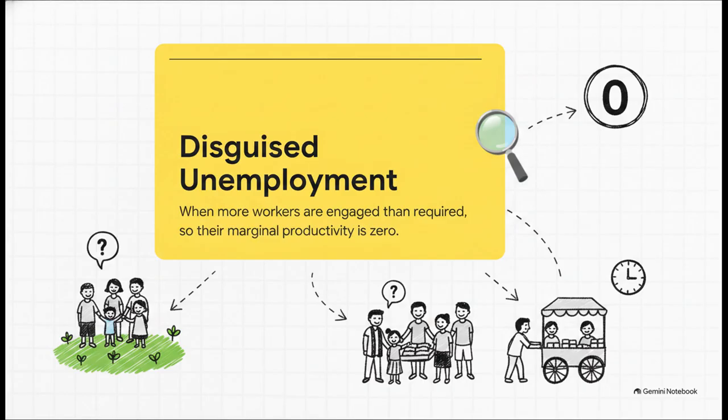It's kind of like having 5 people hold one single paintbrush. If you remove a few of those workers, the total output wouldn't drop even a tiny bit, meaning their marginal productivity is exactly 0. You see this predominantly in rural family agriculture, where small landholdings force a whole family to work the same tiny plot, or in super crowded informal street vending. People look busy, for sure, but they aren't actually adding to the total economic output.